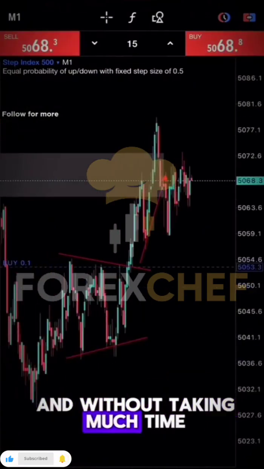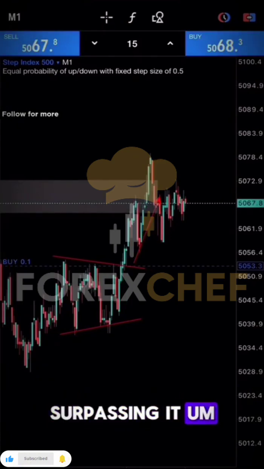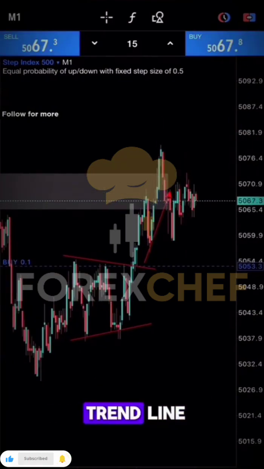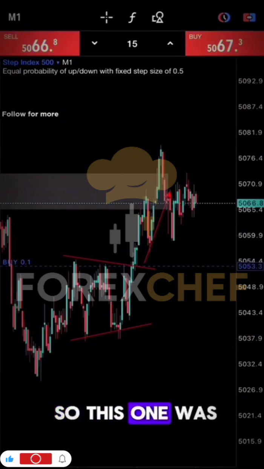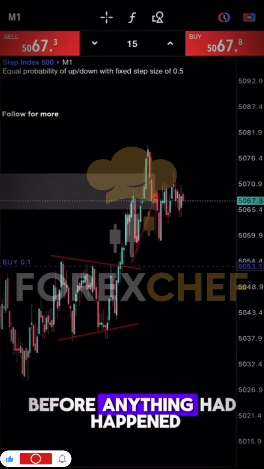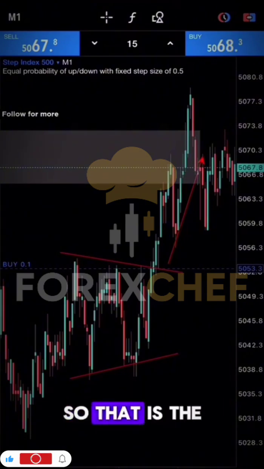And without taking much time, it had already crossed the top trend line, surpassing it. The proper trading term we use is it has broken the top trend line. So this one was a bullish trend. That is what I identified before anything had happened. It was a bullish trend, so it was bound to continue being bullish. So that is the first one.